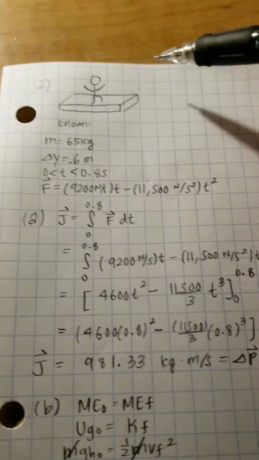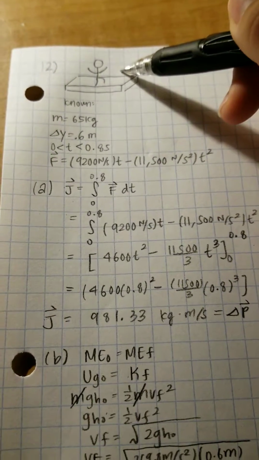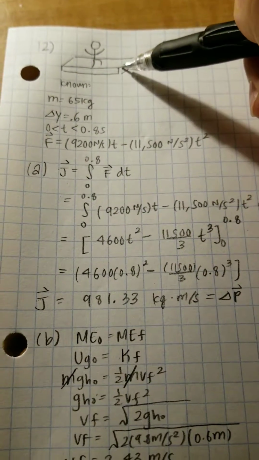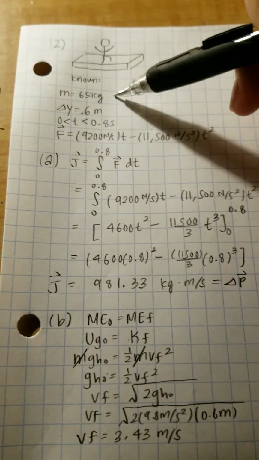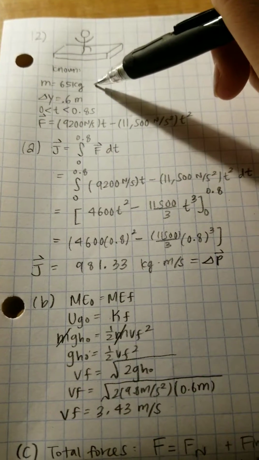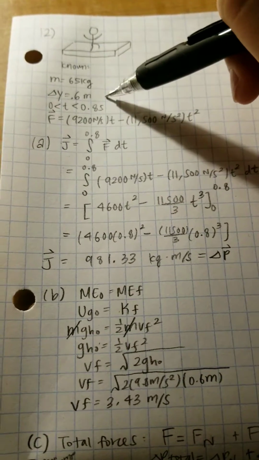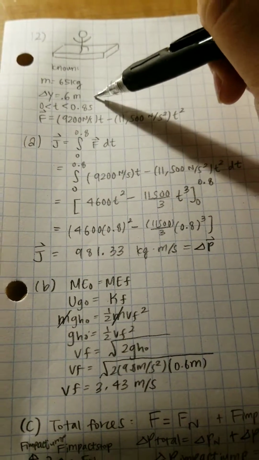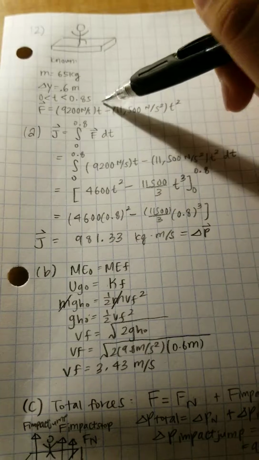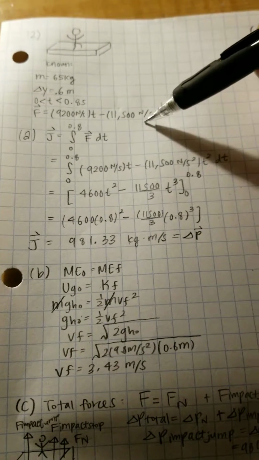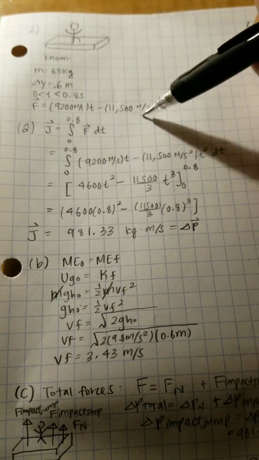So to find impulse, I just drew this diagram. This person is jumping onto the force platform, as you can see here. And I also wrote down all the knowns. It says her mass was 65 kilograms. She's jumping from a height of 0.6 meters. Her time is from 0 to 0.8, and this is a given force function that is dependent on the variable time.